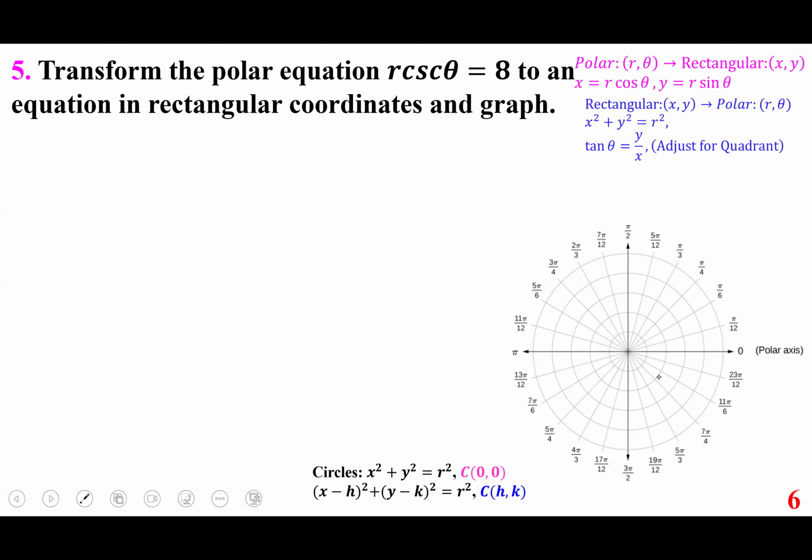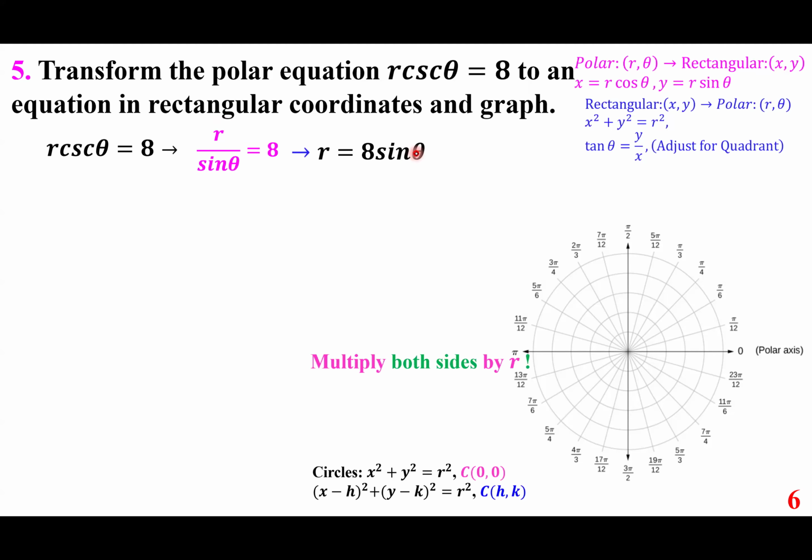We want to transform the polar equation r cosecant theta equals 8. In the same manner, we are going to rewrite this as cosecant is 1 over sine. So r over sine theta equals 8. Cross product gives us r equals 8 sine theta. The technique, the same thing, multiply both sides by r. Whenever you have r equals something times sine or cosine, that's the technique.